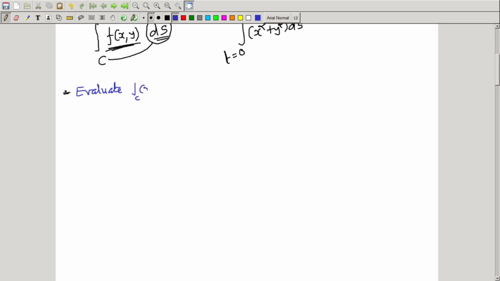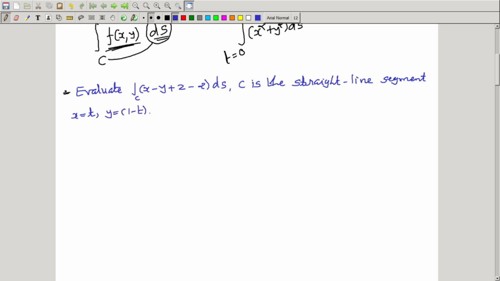Integration over c x minus y plus z minus 2 ds, where c is the straight line segment, x is equal to t, y is equal to 1 minus t, and z is equal to 1 from the points 0, 1, 1 to 1, 0, 1. Right. How do we evaluate in the examination?